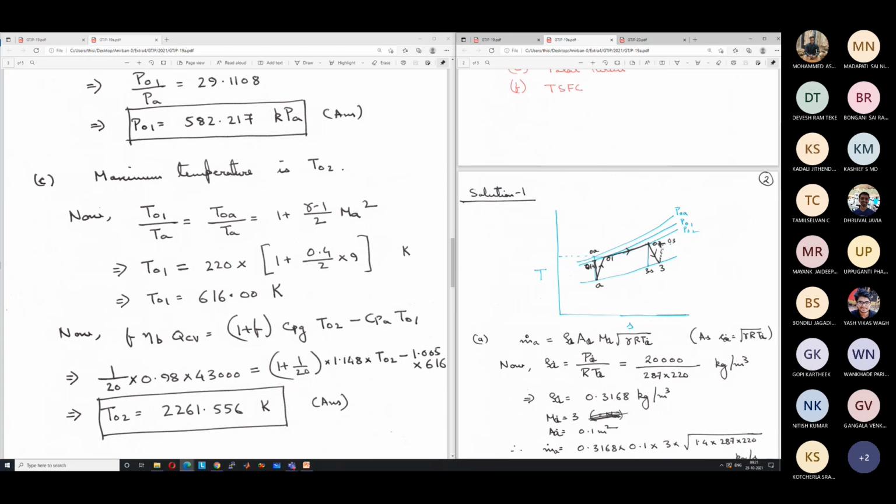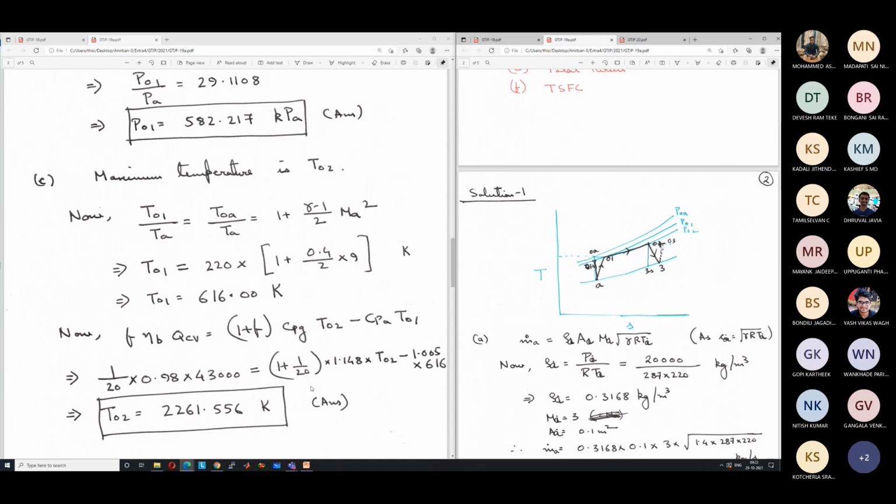Now we can do the energy balance like we have done for all the previous problems. The energy released by the fuel is fuel air ratio into the combustion efficiency into the calorific value, per unit mass flow rate of air. This is equal to the enthalpy at the exit of the combustion chamber, which is 1 plus F, the mass flow rate, into Cp of gas into T02, minus the enthalpy at the inlet, which is 1, the mass flow rate, into Cp of air into T01.